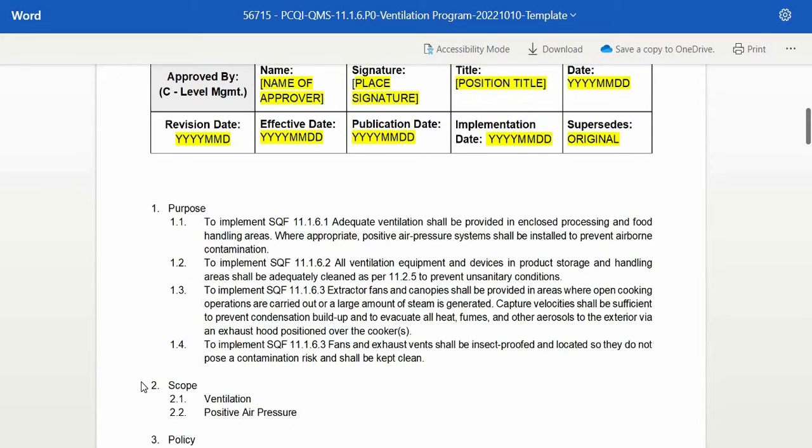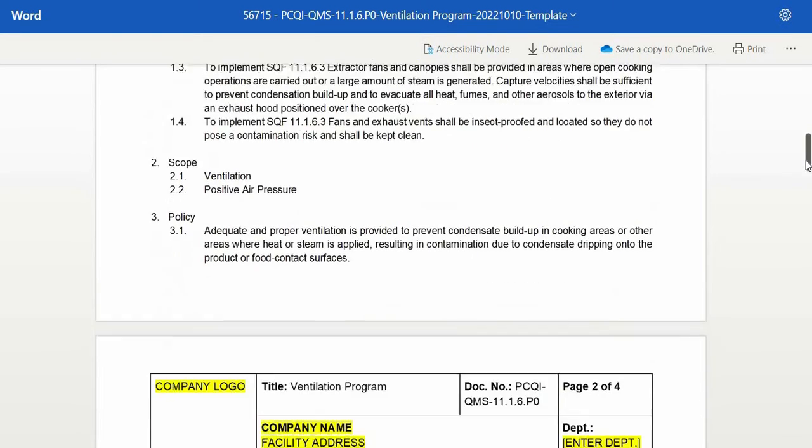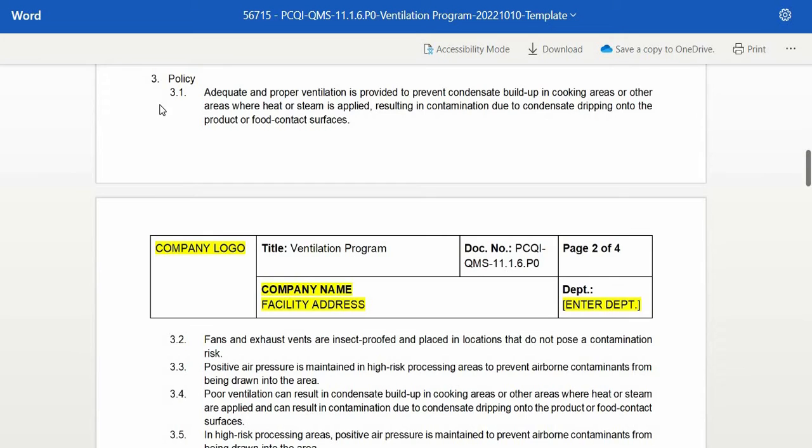Second, scope. The scope of the program is based on the purpose and serves as a guide in defining and describing the layout of the procedure. It includes ventilation and positive air pressure. Third is policy. The policies are the rules set by the company as their implementation guide.